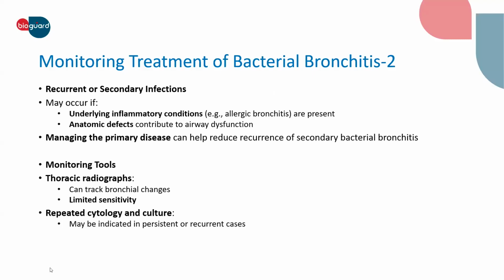If recurrent or secondary infections occur, this may happen if underlying inflammatory conditions are present, like allergic issues or anatomic defects. So this may cause the secondary infection or the recurrence of this bacterial bronchitis. And managing the primary disease can help reduce recurrence of the secondary bacterial bronchitis.